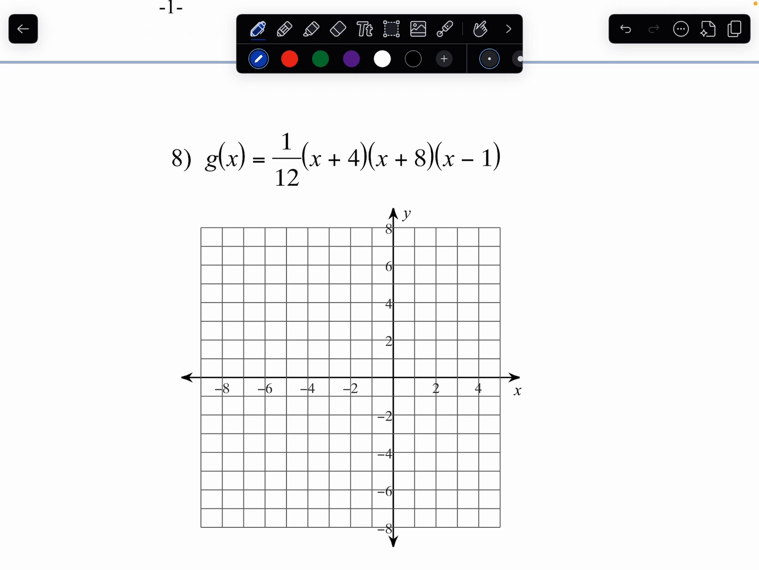Here we're going to have x-intercepts at -4, at -8, and at +1. Okay. So it's a third degree polynomial, positive leading coefficient. So it's going to have to go down right here. We're going to go up right there. It's going to have to cross there, cross here.